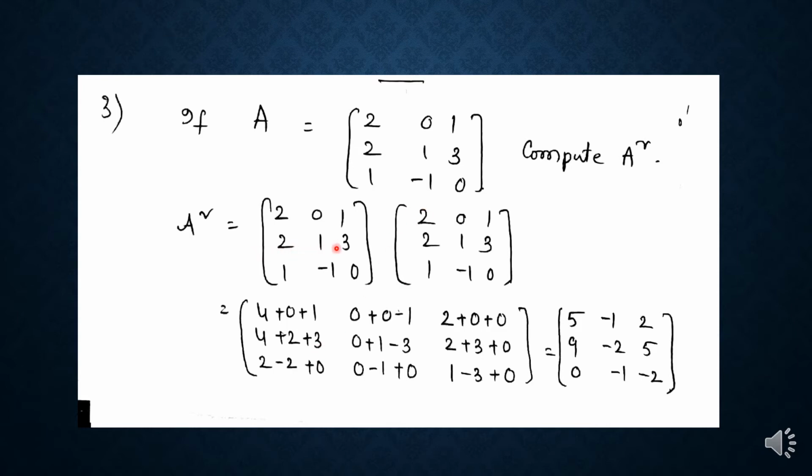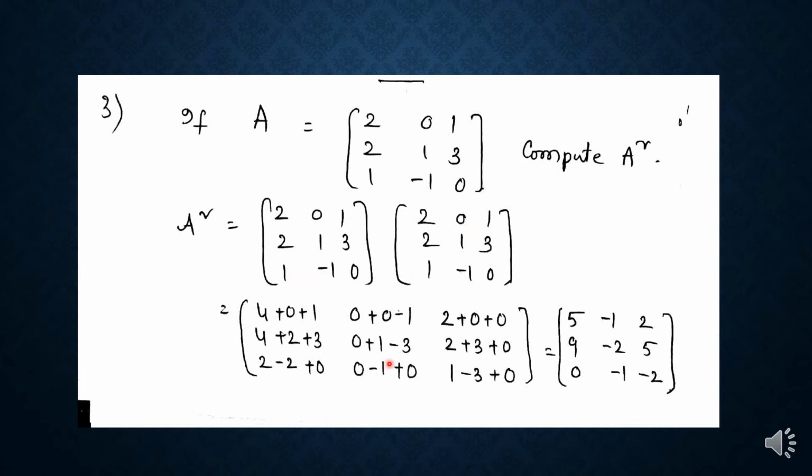Now the second row into the second column: 2 into 0 is 0, plus 1 into 1 is 1, plus 3 into minus 1 is minus 3. Now the second row into the third column: 2 into 1 is 2, plus 1 into 3 is 3, plus 3 into 0 is 0. Now coming to the third row, 1 into 2 is 2, plus minus 1 into 2 is minus 2, plus 0 into 1 is 0. Now the third row into the second column elements.